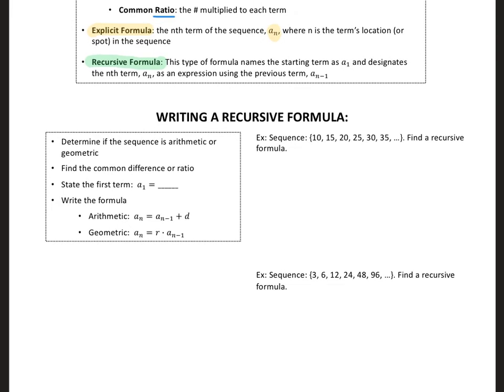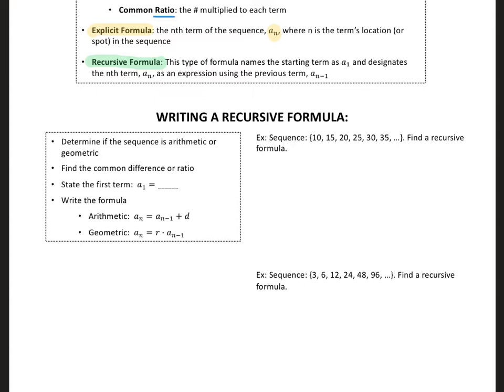Okay, so now we're going to look at how to write a recursive formula. So the first thing you always want to do is determine if the sequence is arithmetic or geometric. Again, you're looking for how do you get from one number to the other number. Is it addition and subtraction or multiplication and division? Once you find that, you're going to find either the common difference or ratio. You always want to state the first term, and you would write that as a sub 1 equals whatever the number is. And then you're going to write the formula.